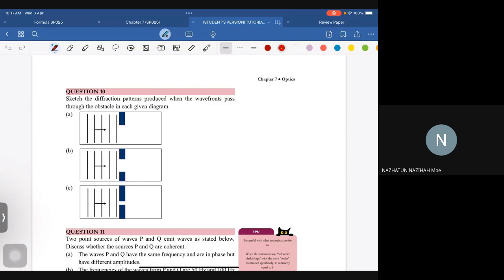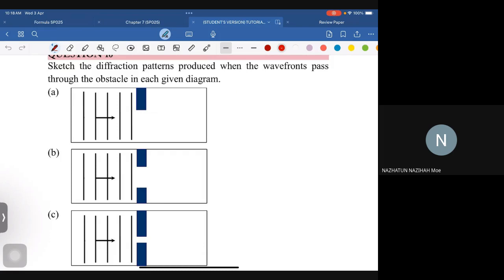Question 10. So this one is catching of diffraction patterns. This one is the theory subtopic, which is 7.4 and 7.5. Basically, do you have to be able to draw this? Exam tak pernah keluar lah, tapi rasanya this one quite simple for you to do.